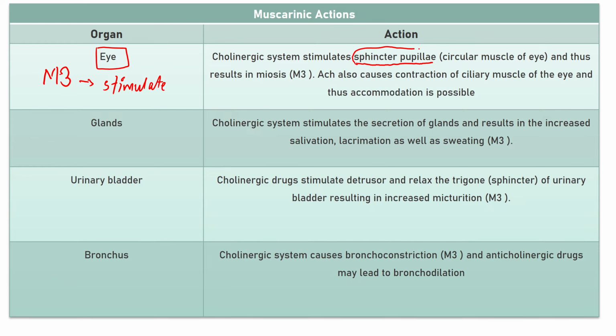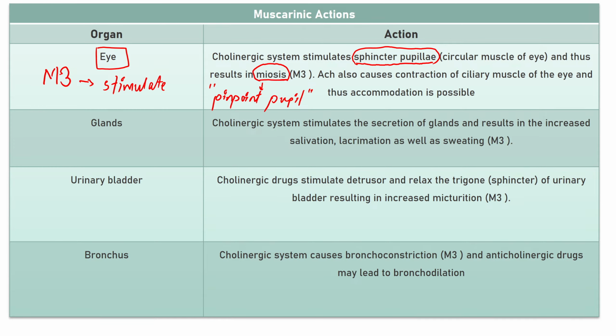And because of that stimulation, it will result in miosis, constriction of the pupil. We can call it pinpoint pupil. The pupil diameter will decrease. M3 present in the eye will stimulate the sphincter muscle of the eye, the circular muscle of the eye. The sphincter constricts, and this will result in miosis. The pupil diameter will decrease.